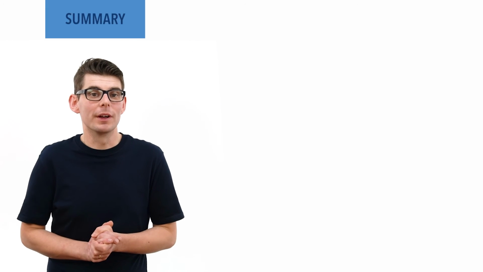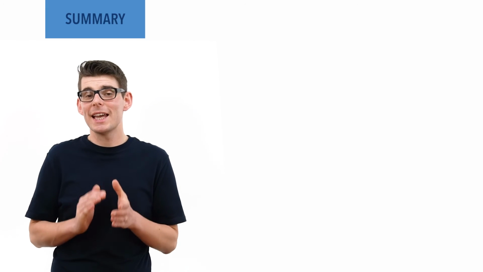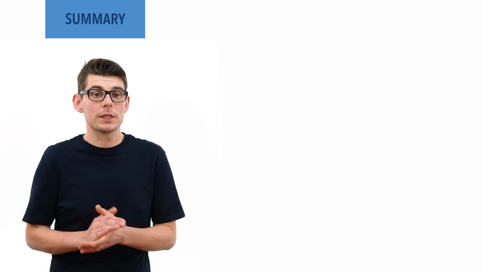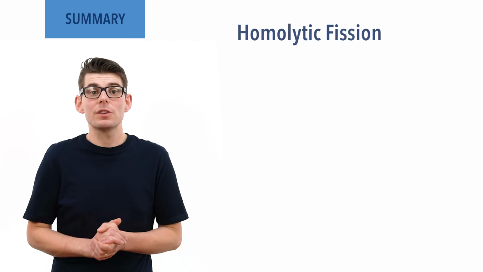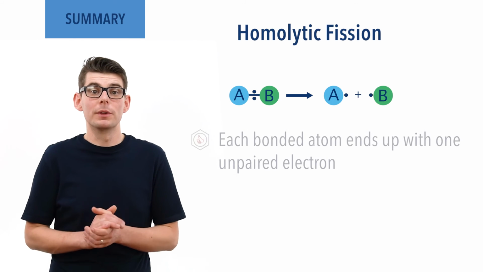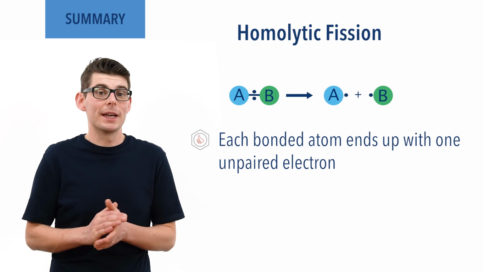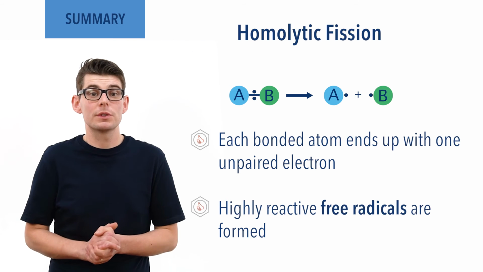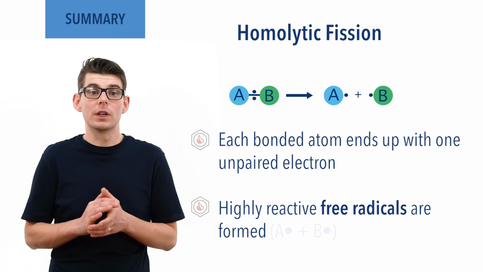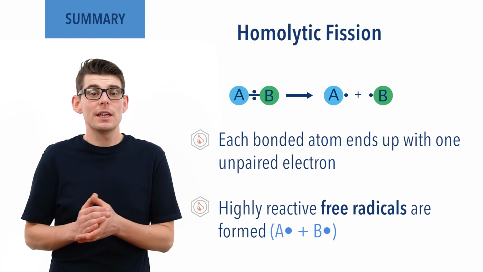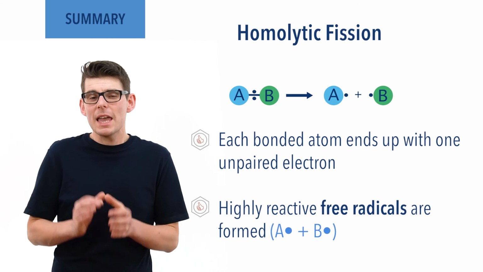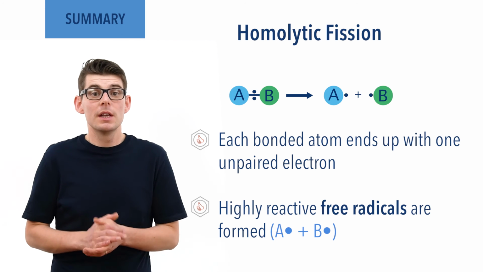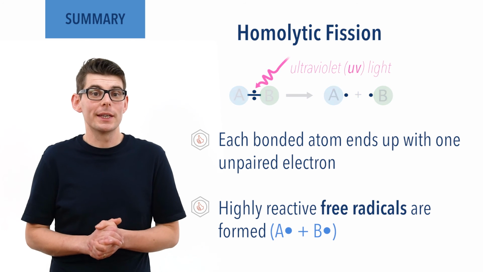So, to summarize, homolytic and heterolytic fission describe the breaking of a covalent bond between two atoms. In homolytic fission, each bonded atom takes one of the bonding electrons, ending up with an unpaired electron. Highly reactive species called free radicals are produced and can be recognized by the use of a large dot representing the unpaired electron. A precise amount of energy is needed to homolytically break a bond, sometimes available from ultraviolet light.